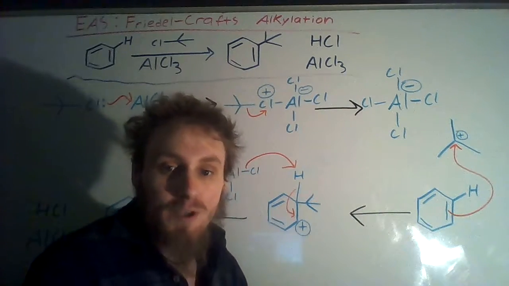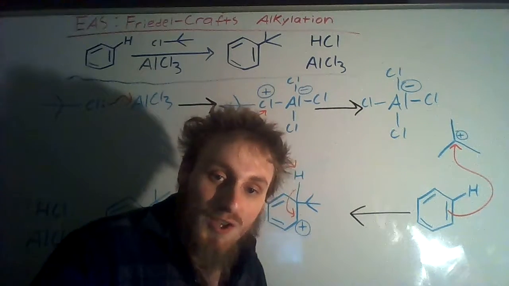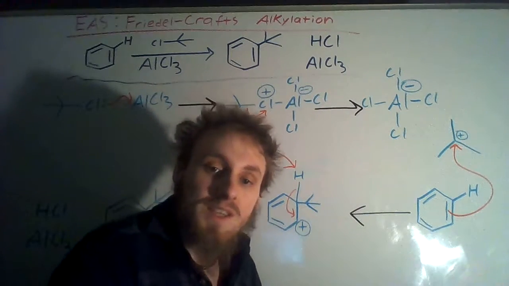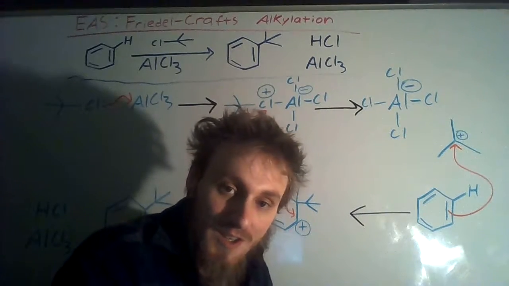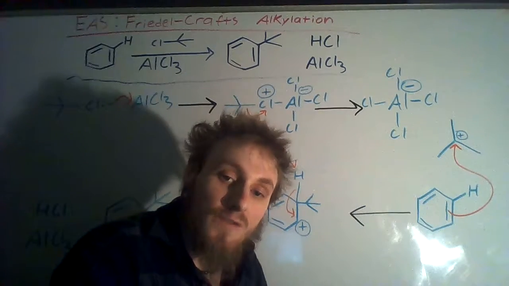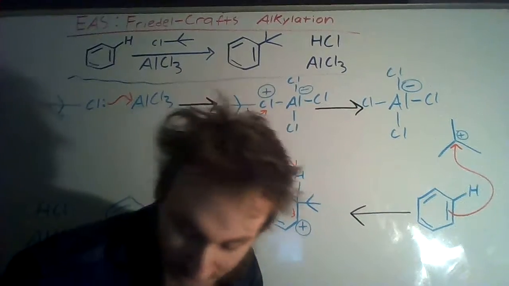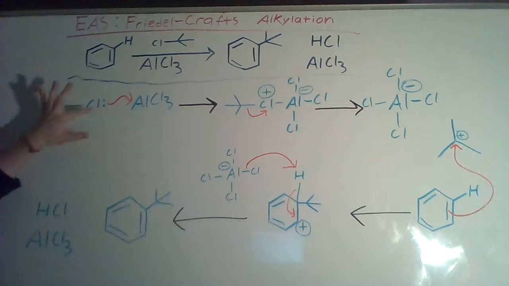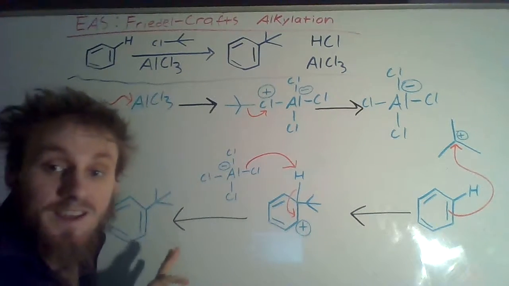With all of that in mind, why don't we go ahead and discuss the mechanism. Now, like many of the other electrophilic aromatic substitution type reactions, the very first thing we need to do is generate an electrophile that is sufficient for electrophilic aromatic substitution. And here's how we're going to do it. We are going to take our alkyl chloride and react it with our aluminum trichloride catalyst.